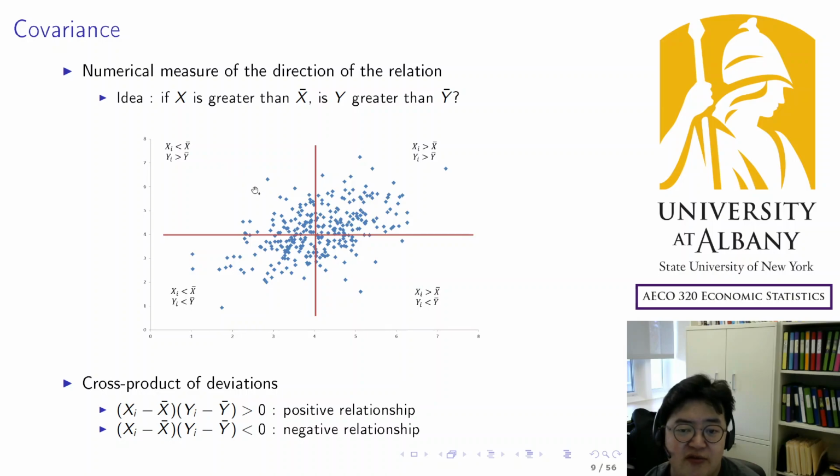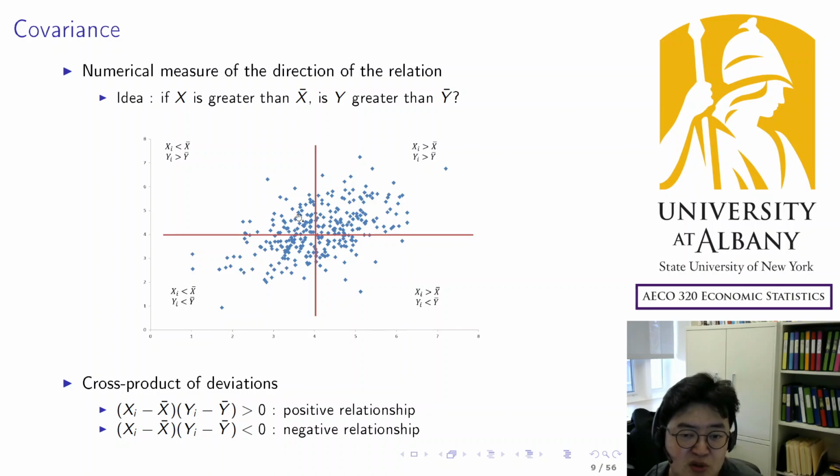So then, in an extreme case, if all the observations are in the first quadrant and the third quadrant, then it is easy to say that the relationship is always positive. They always move together in the same direction. If one increases, the other increases. If one decreases, then the other decreases. So the two variables move in the same direction if all the observations are in the first and the third quadrant.